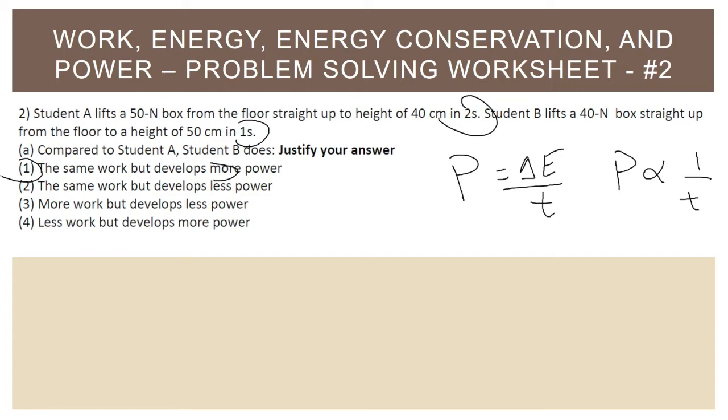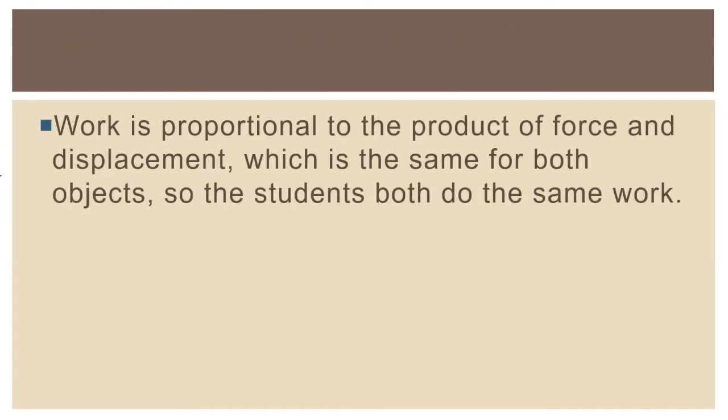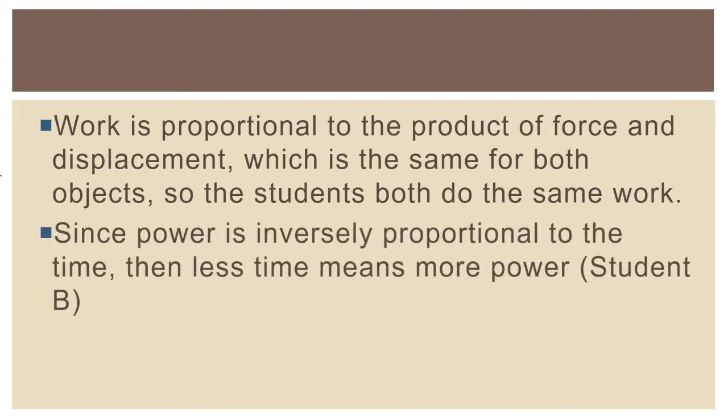A reasonable explanation to this question is going to look a little something like this. Work is proportional to the product of force and displacement, which is the same for both objects, so the students both do the same work. Additionally, we can say here that since power is inversely proportional to the time, less time means more power for student B. And that's it.